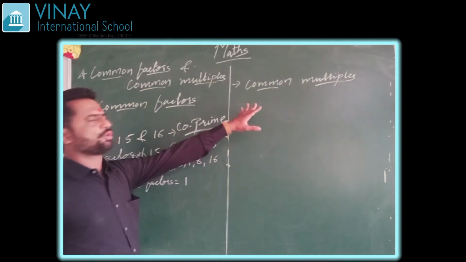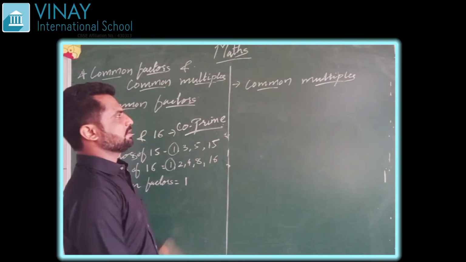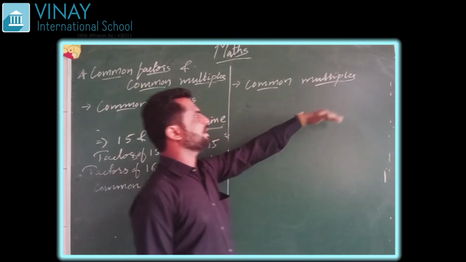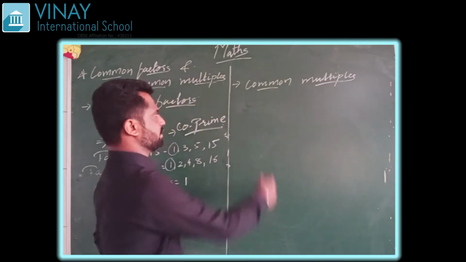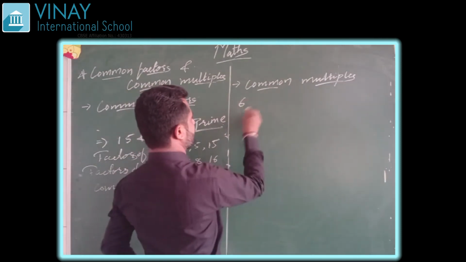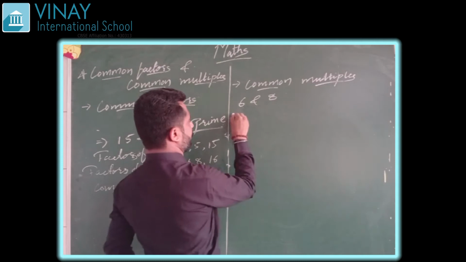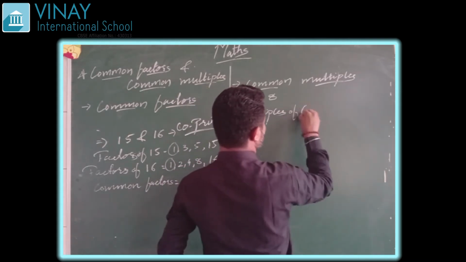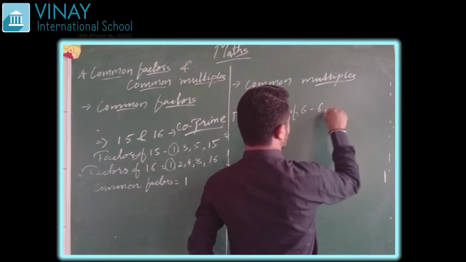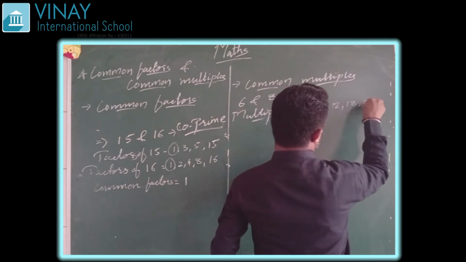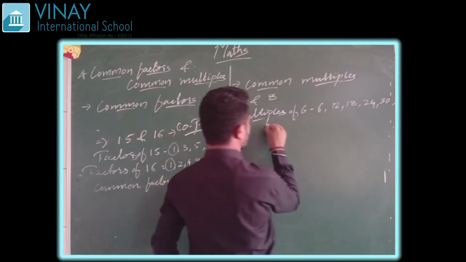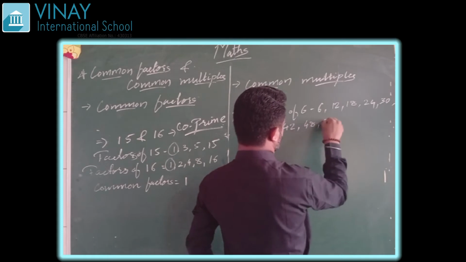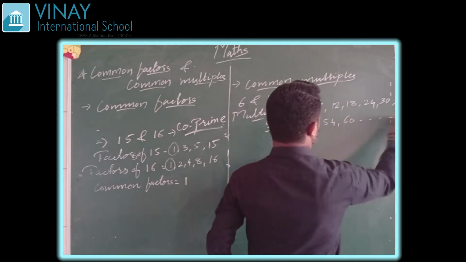Now let us see common multiples of numbers. Here also we first need to find out the multiples of the numbers and then find the common multiples. Let us see the common multiples of 6 and 8. So first we need to find out the multiples of 6. Multiples of 6 are 6, 12, 18, 24, 30, 36, 42, 48, 54, 60 and so on.